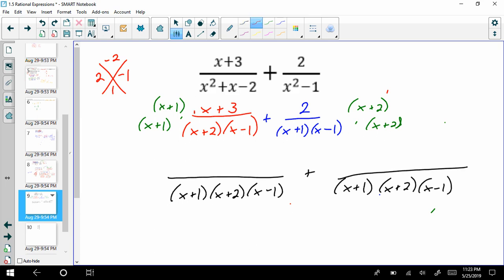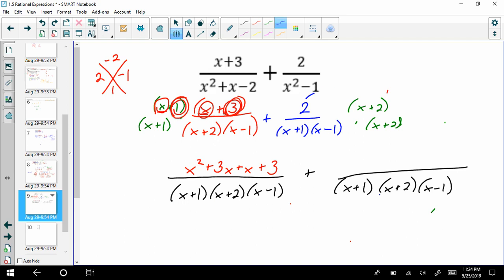So the left one, I'm going to have to FOIL. So first times first, x squared. Outer and outer, 3x. Inner and inner, 1x. And then last and last, 1 times 3.